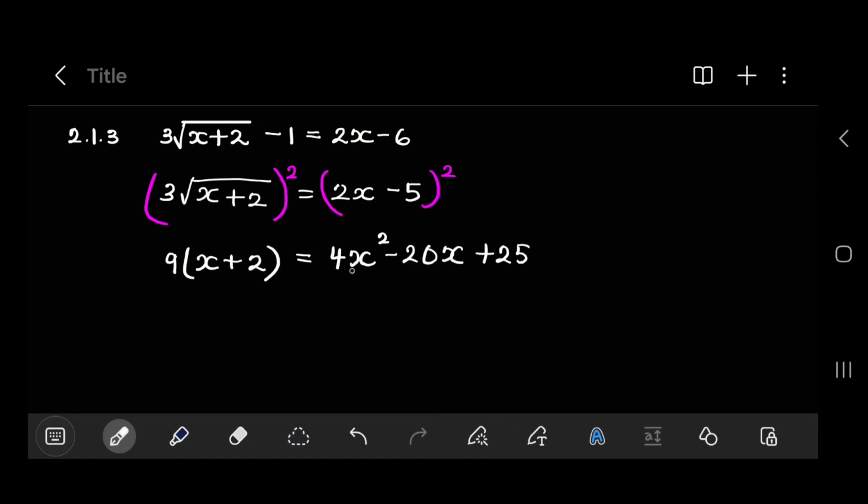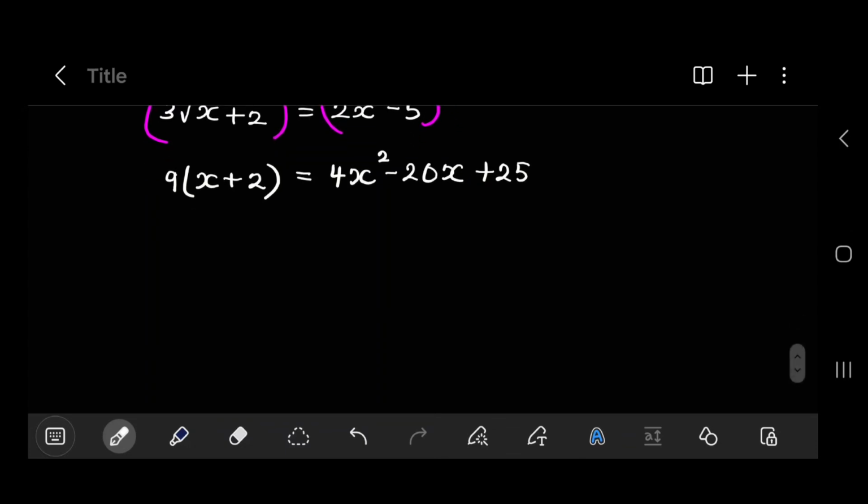Remember, to get the first term, we square the first term. To get the middle term, we multiply both terms together and times by 2. And to get the third term, we square the second term. Now on the left-hand side, let's simplify that by taking the 9 and multiplying into the bracket with both terms. We get 9x plus 18.